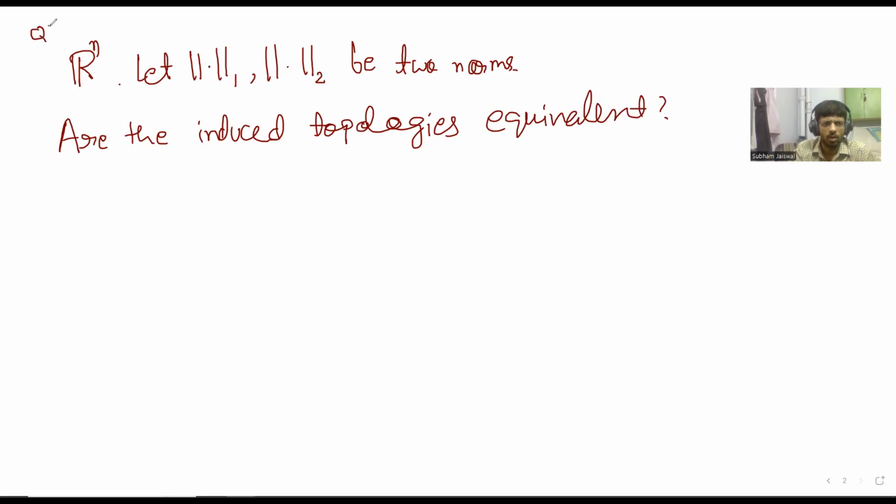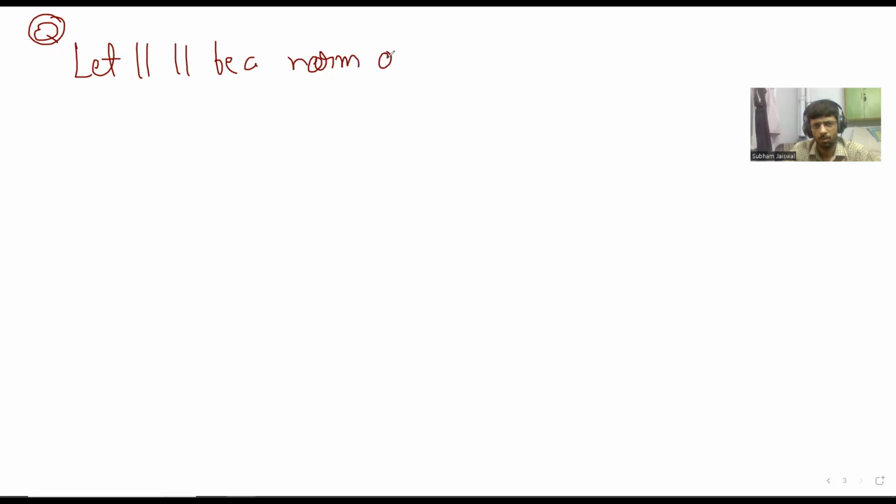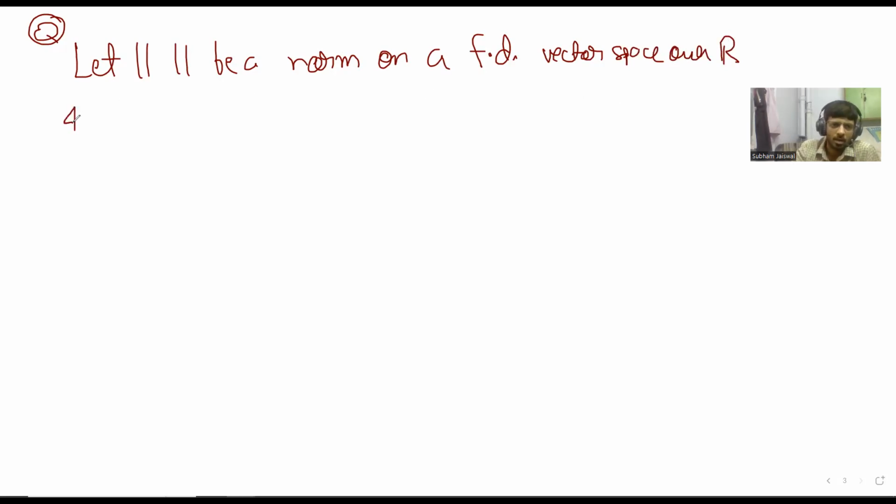But just before we look into this question, there is, I think, a better question to look at, which also solves that problem. Let this be a norm on a finite dimensional vector space over R. Is SV, that is the unit sphere, so that is just X such that norm X equals 1, compact?